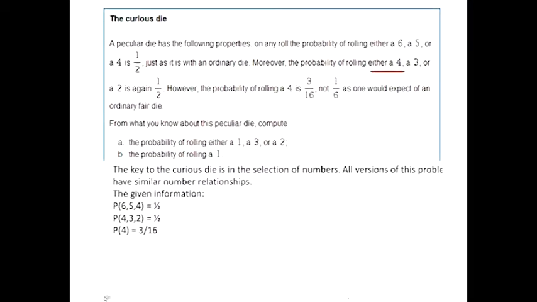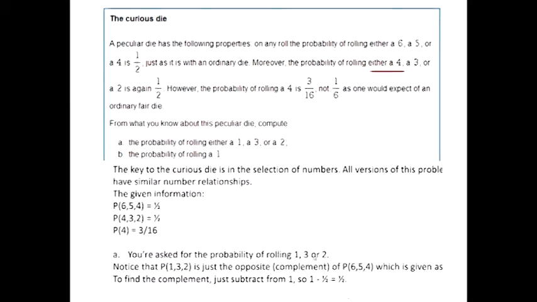The probabilities are given here. Now, in part A, you're asked for the probability of a 1, a 3, or a 2. Okay? A 1, or 3, or a 2. Notice, and here's why I say that these things are set up, notice that 1, 3, 2 is just the opposite of 6, 5, 4.